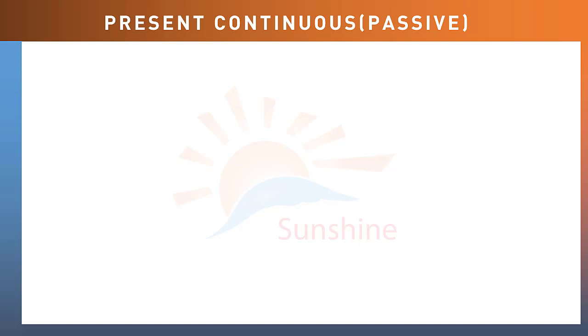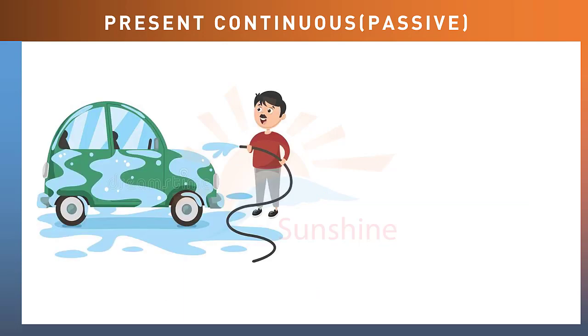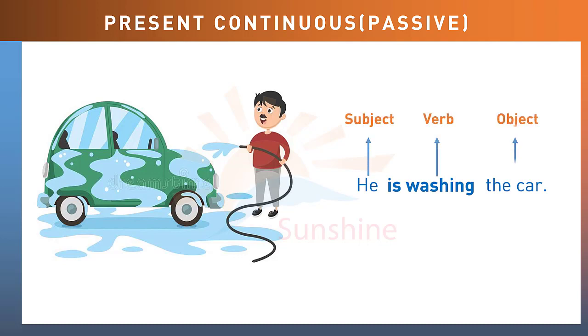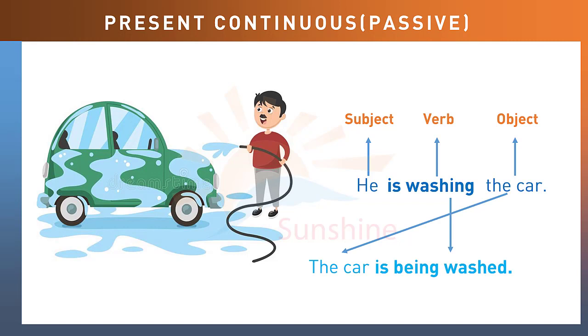Now we'll look at the present continuous. The active voice, he is washing the car. He is the subject, washing is the verb, the car is the object. This becomes the car is being washed. We do not need to add the agent in this sentence.